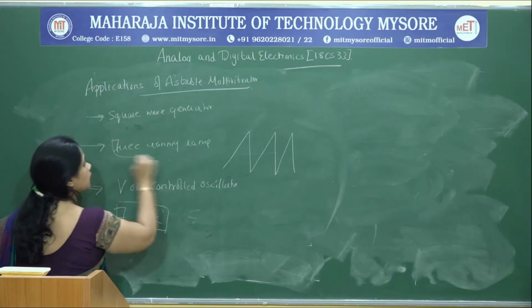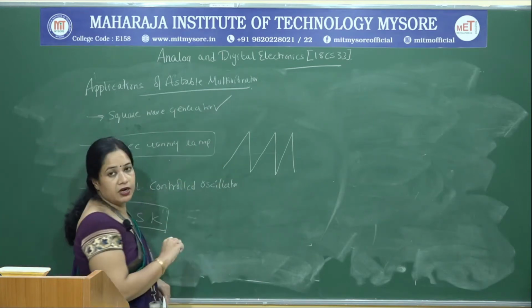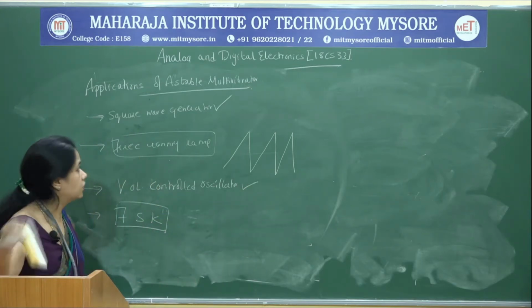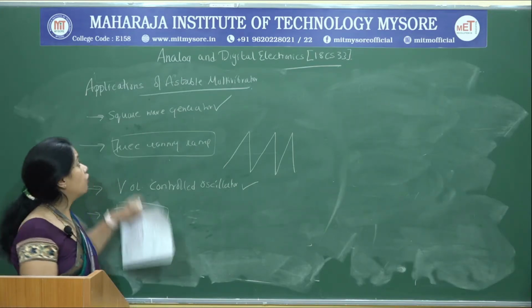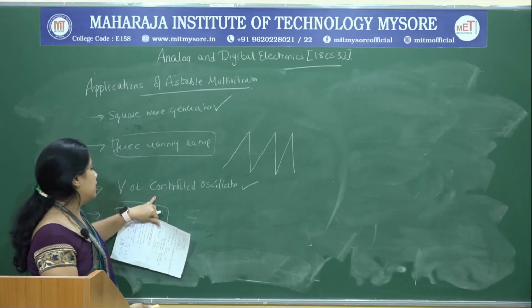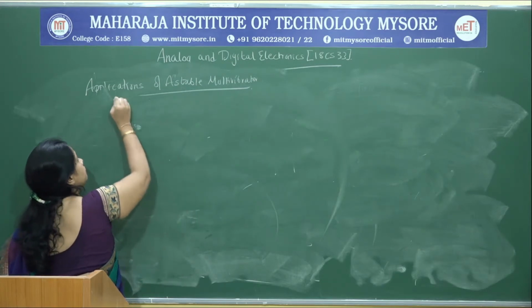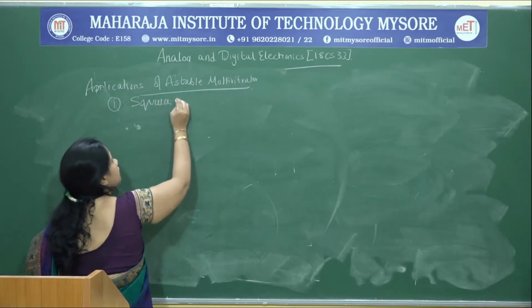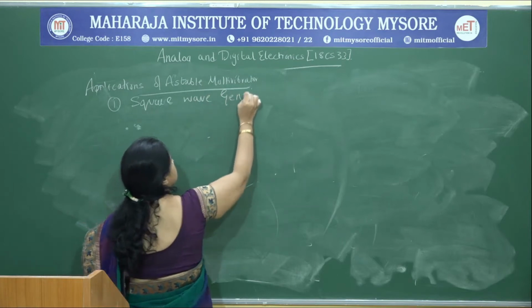These two are beyond the scope of our syllabus. So, we will focus on the use of the astable multivibrator as a square wave generator and also as a voltage controlled oscillator. We will take them up one by one. We will take the first application, that is the use of an astable multivibrator as a square wave generator.